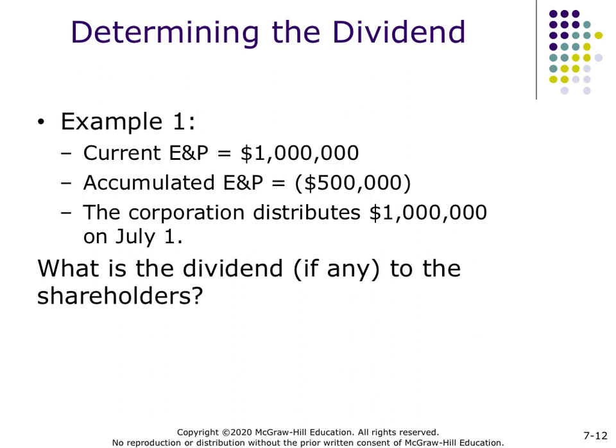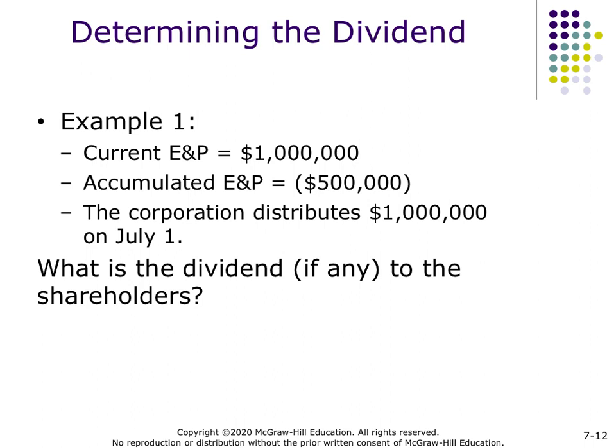All right, so what do we see? Well, we have current earnings and profits of $1 million. We have accumulated earnings and profits of negative $500,000. The corporation distributes $1 million on July 1st. What is the dividend, if any, to the shareholders?